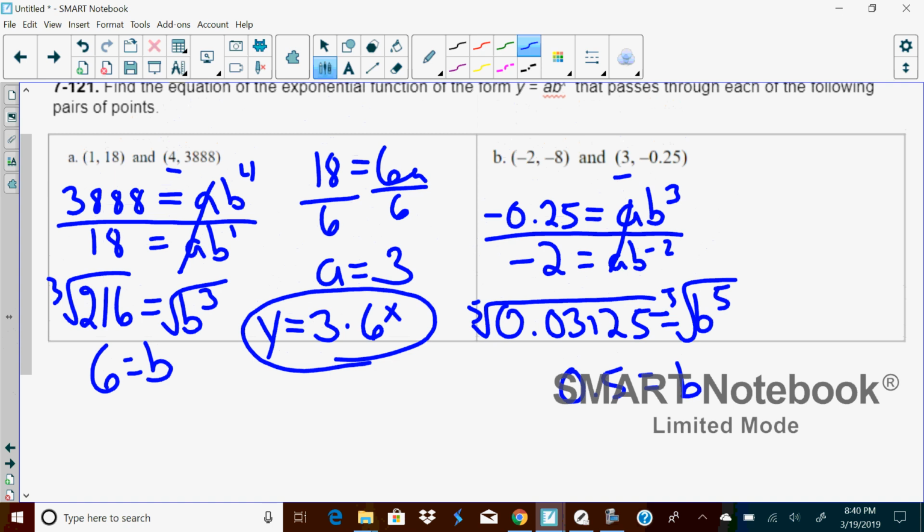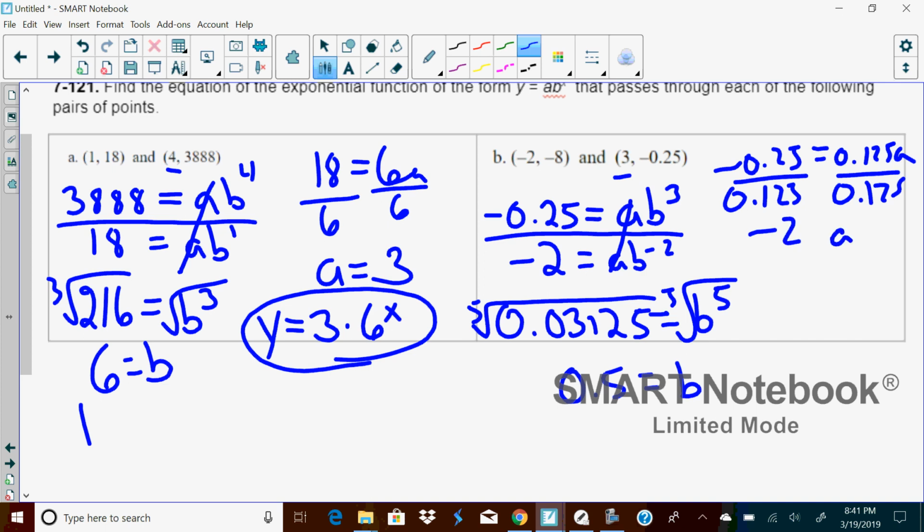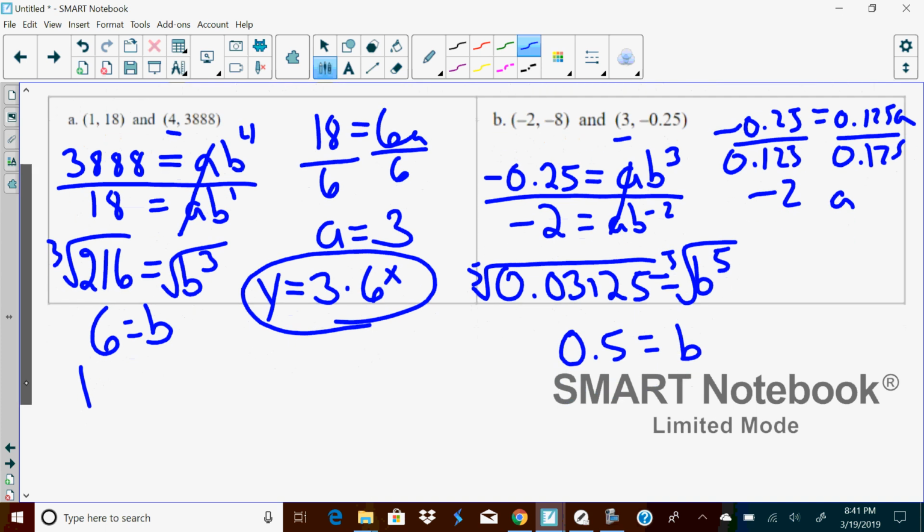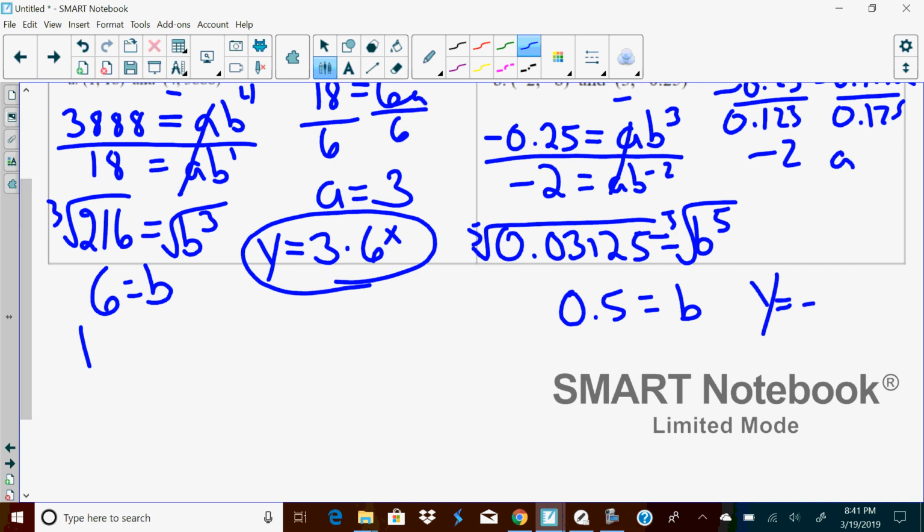So then I plugged it back in. So I did negative 0.25 equals, I don't know what A is, but B is 0.5. 0.5 to the 3rd power ends up being 0.125 times A. So I divide both sides by 0.125. And I ended up with negative 2 as A. So when I write my equation, I'm going to get y equals negative 2 times 0.5 to the x. I don't like that.